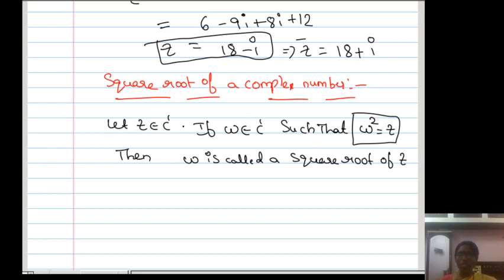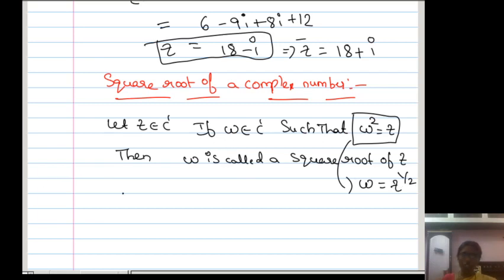So what is the relation? Z is any complex number, W is also a complex number, but it satisfies the condition W square is equal to Z, then W is called the square root of Z. W square equal to Z means W is Z power 1 by 2. Power 1 by 2 means square root. So W is called the square root of Z.